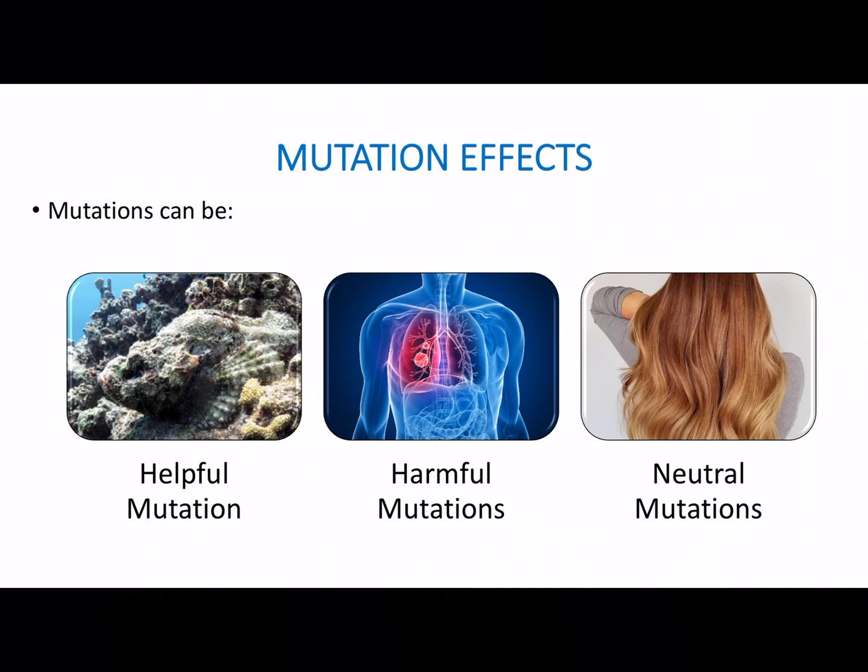Mutation effects. Mutations can be helpful, as you can see with this fish which is camouflaged in the coral reef. They can be harmful mutations, such as lung cancer or cystic fibrosis, or neutral mutations, like the color of the eyes or hair.